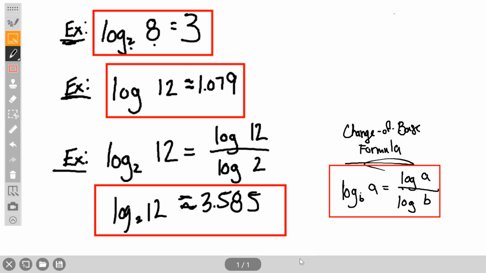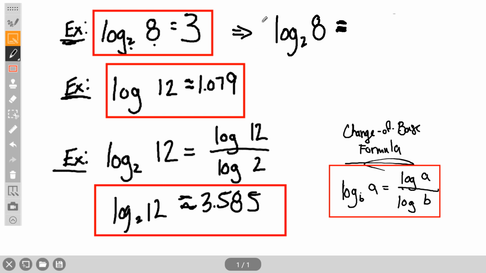Okay, so with this change of base formula, we can evaluate any log that we want. We can even evaluate logs that we already know the answer to, like the first one. We know that log base 2 of 8 is 3. But let's make sure that the change of base formula actually works by calculating log base 2 of 8 with the change of base formula instead of doing it just by what we know.